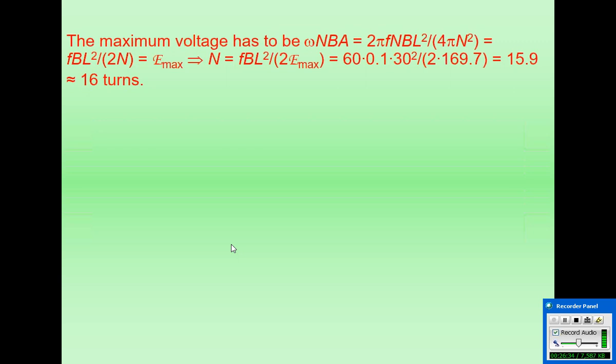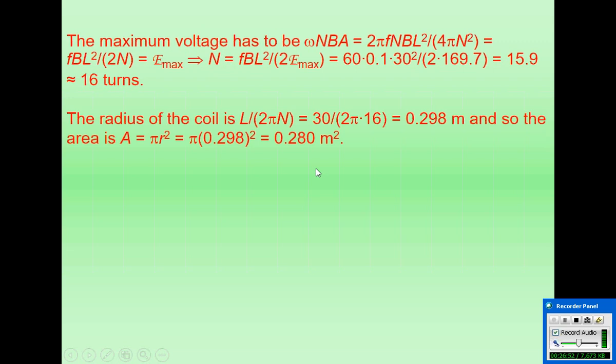Because we know f, we know B, we know the total length of wire L, and we know the maximum voltage. And what we get is N is equal to about 15.9, so we're going to call that 16 loops. Our coil will have 16 loops as it rotates in this 0.1 Tesla magnetic field.